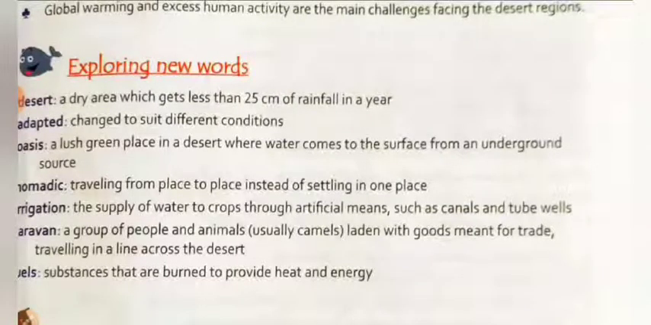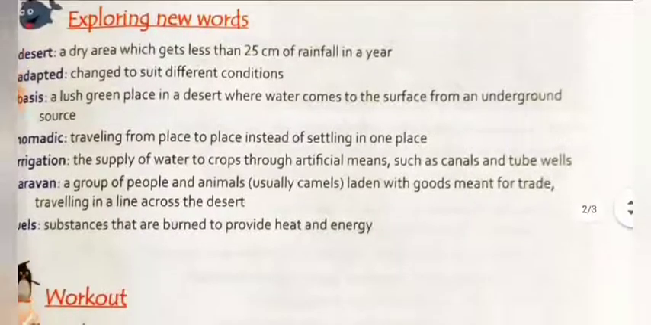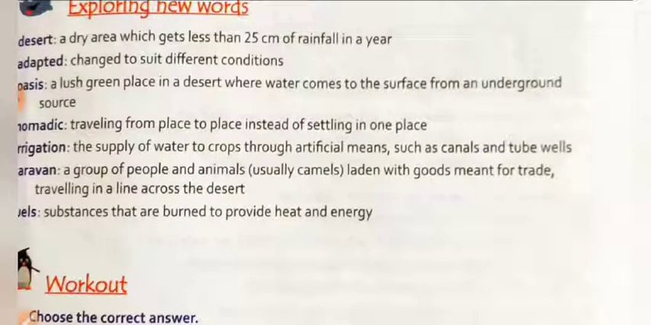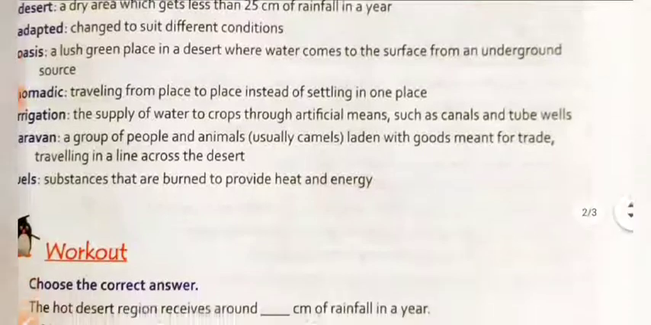Caravan: a group of people and animals, usually camels laden with goods meant for trade, traveling in a line across the desert. Fuel: a substance that is burnt to provide heat and energy.